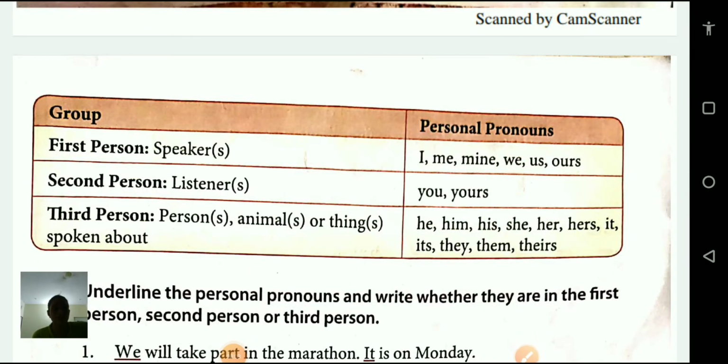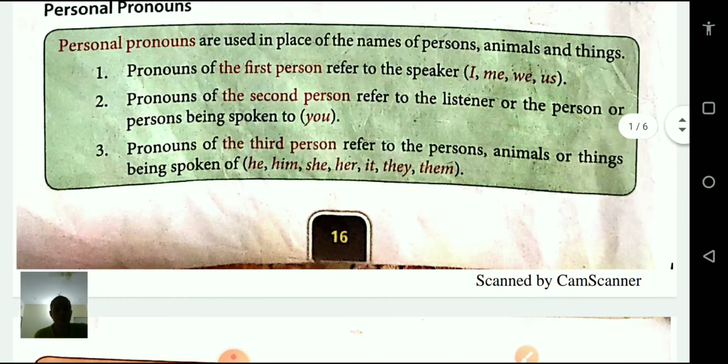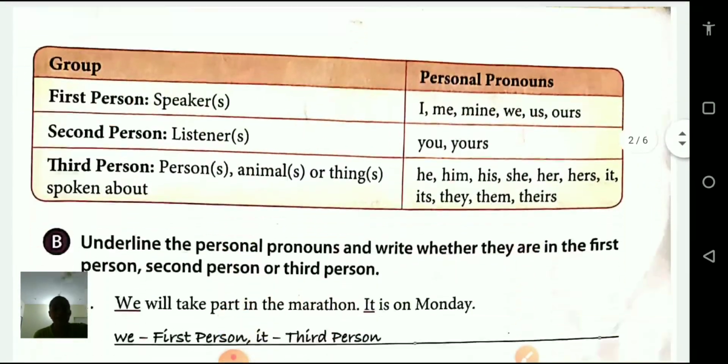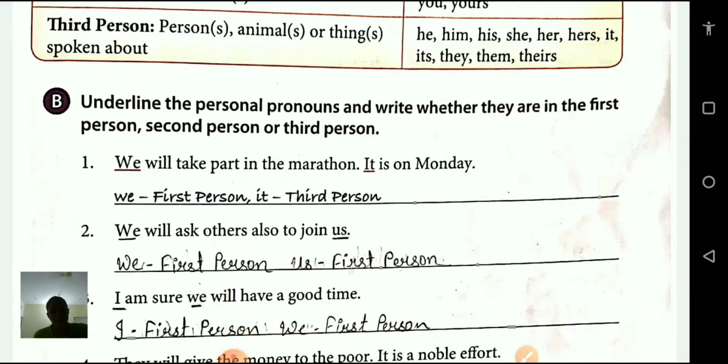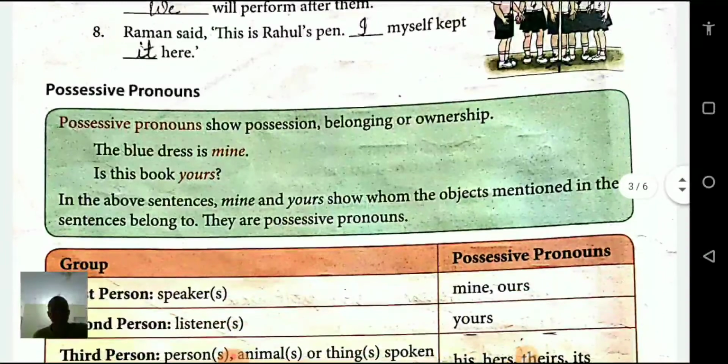Thomas School. Today we are going to learn about Standard 4 English Grammar. In our previous video we learned about personal pronouns. So today we are going to learn about possessive pronouns. Now let's start. Possessive pronouns.